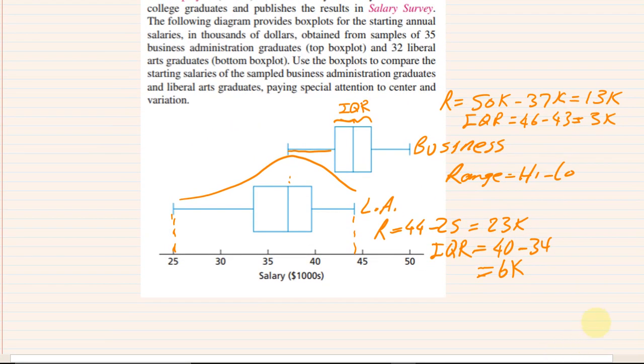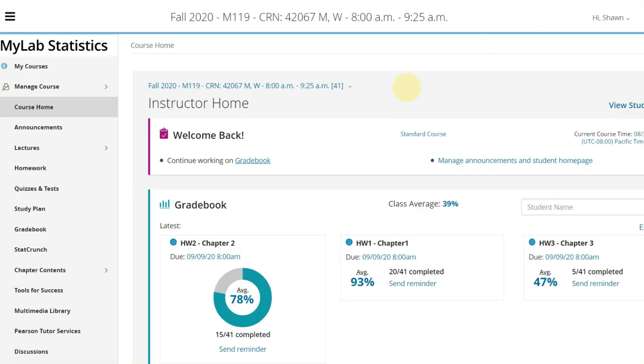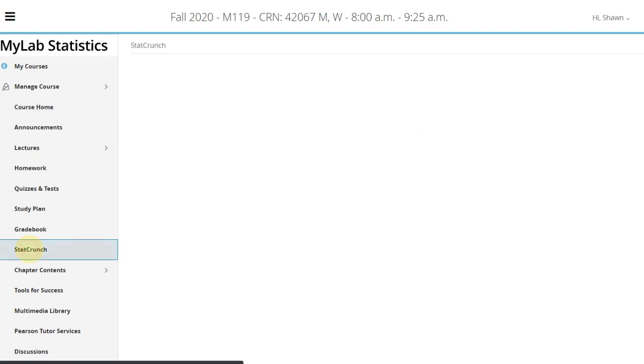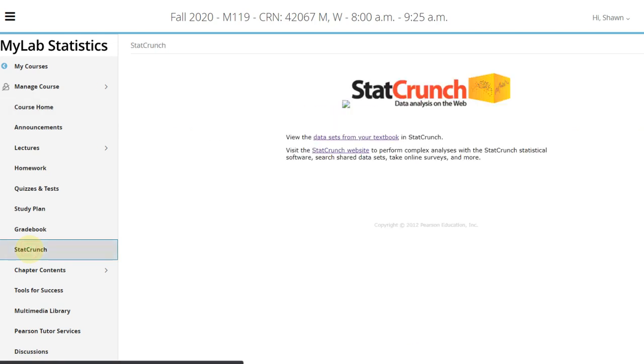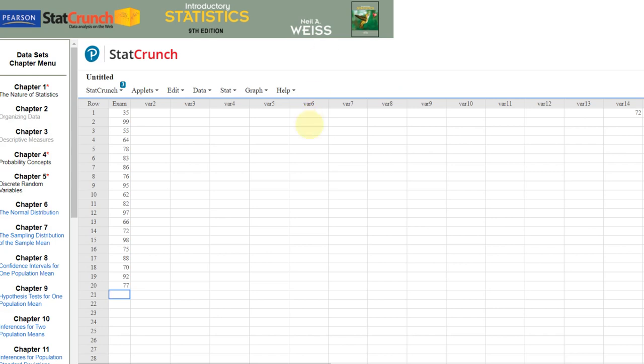Now let me go to StatCrunch and actually show you how to do this in StatCrunch. So I am in my MATLAB, and here is StatCrunch on the left side, lower left. Click on that, and that invokes StatCrunch. Now, I already have StatCrunch running, but that's how you get to StatCrunch. And if you click on dataset from your textbook, you get what I got here. This is what it's going to look like.